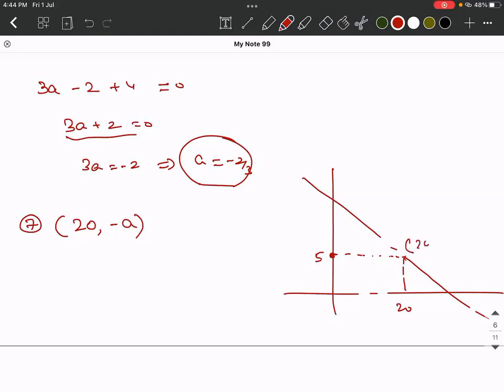So what is this point? (20, -5). See, one value of x can have only one value of y. So (20, -a), when you compare both the sides, (20, 5). So (20, -a) is equal to (20, 5). So what is the value of a? Minus 5.